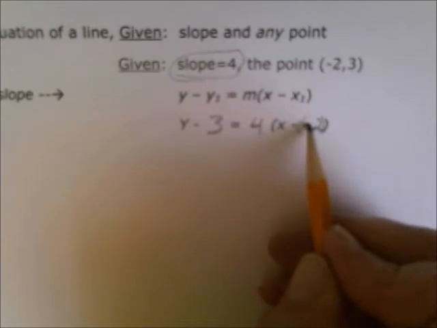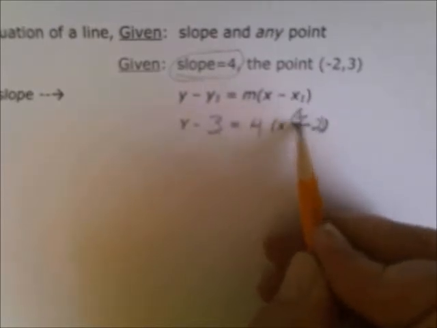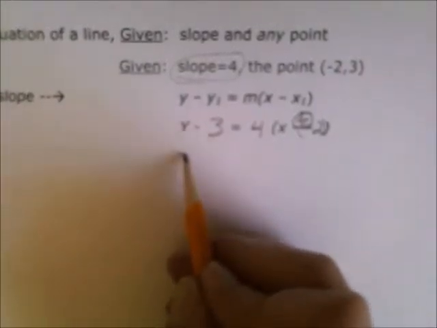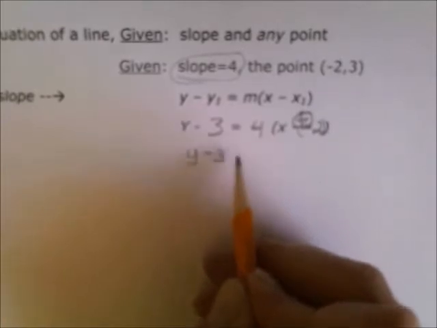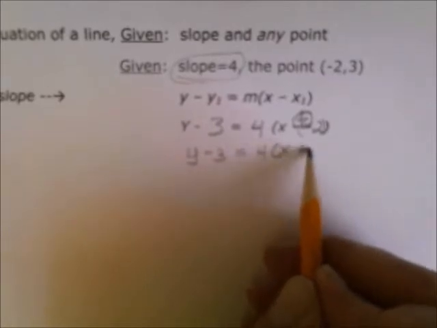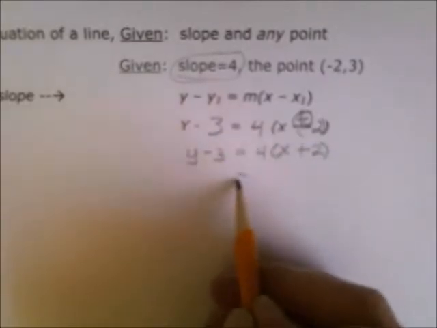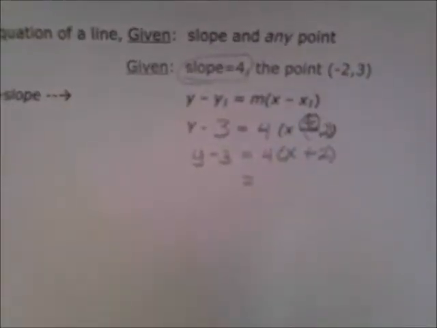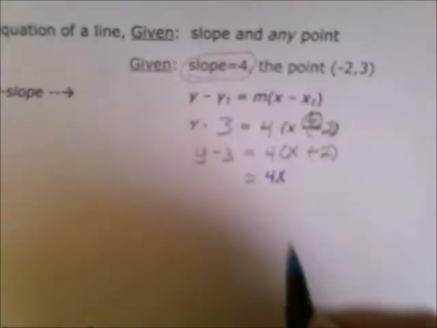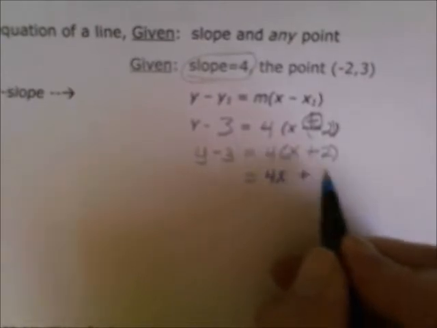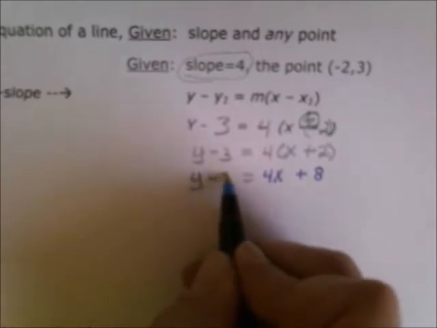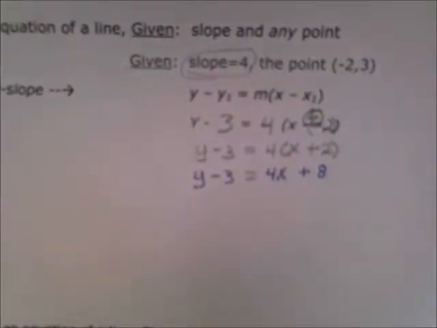Okay, so we've got minus a negative right there. We know that's going to turn into plus a positive. So what we will have is y minus 3 is equal to 4 times x plus 2. Then when we distribute, we're going to have 4x plus 4 times 2 is 8. So now what we have is y minus 3 is equal to 4x plus 8.